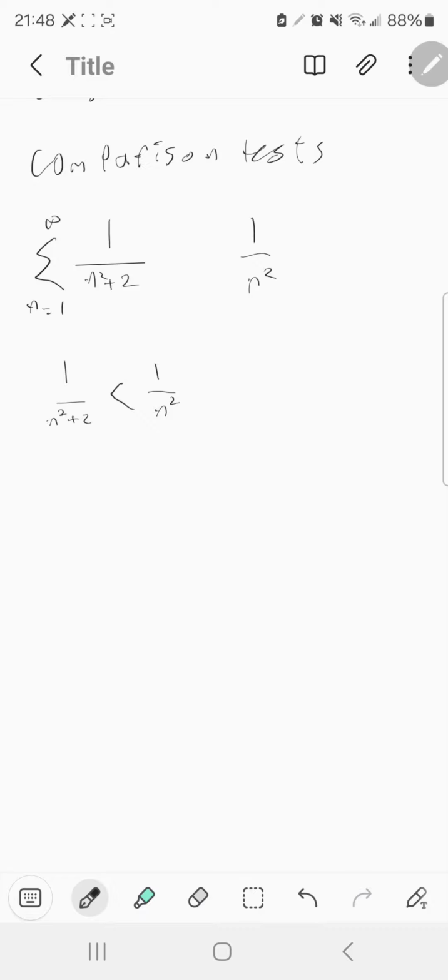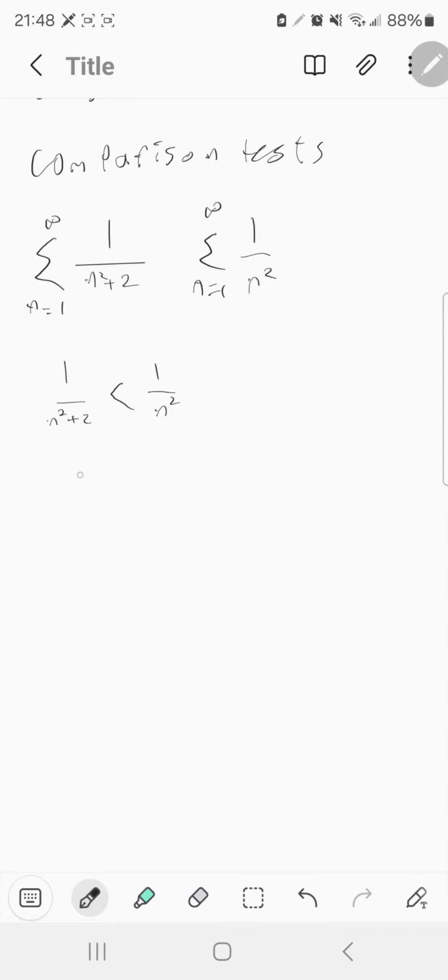So from this, we can decide that if this converges and this is less than this, then that must mean that it is less than a finite number, meaning that it also converges. So by direct comparison, this series converges because this other series also converges.